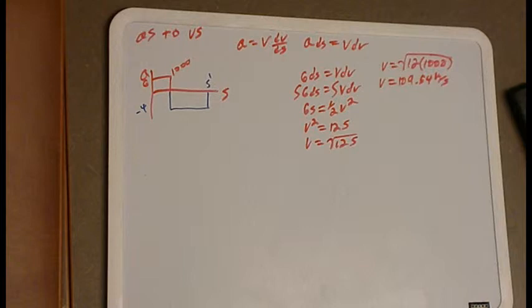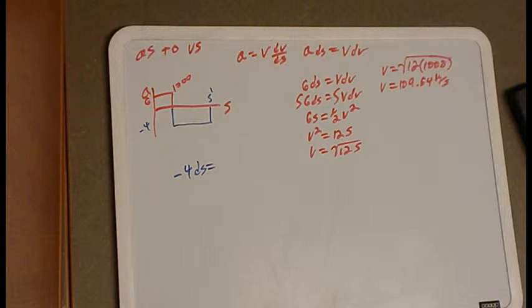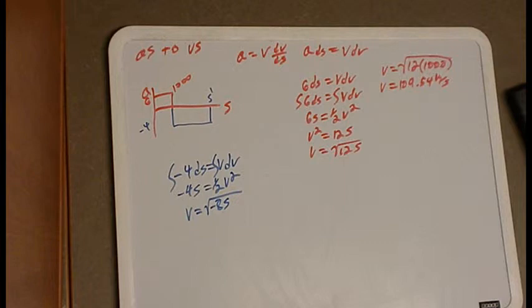Now we're going to do the exact same thing, but for deceleration. So our deceleration is -4 meters per second squared. So we're going to plug that in. -4 ds is equal to V dV. Integrate both sides. -4s is equal to 1/2 V squared. V is then equal to the square root of -8s. This will give us the curve on the VS graph for the deceleration, starting at 1,000 meters.